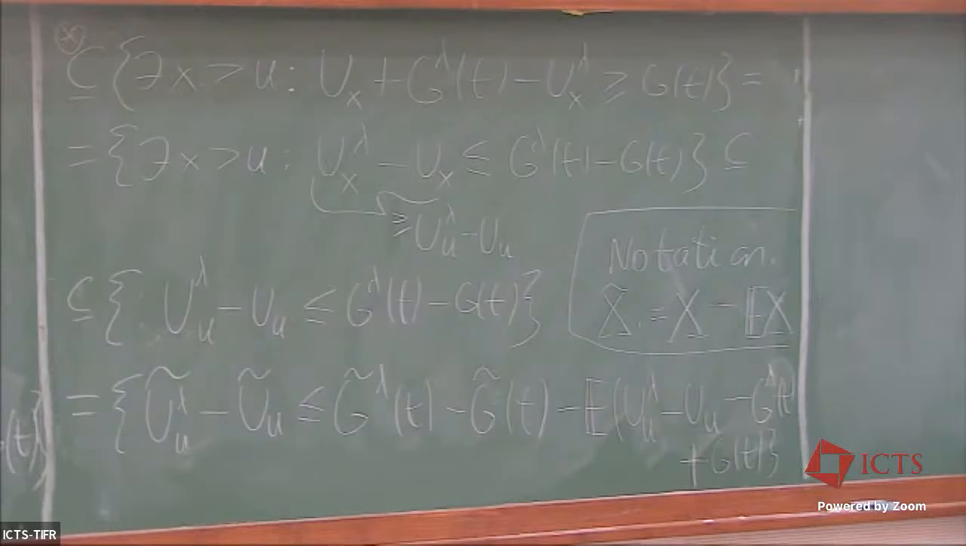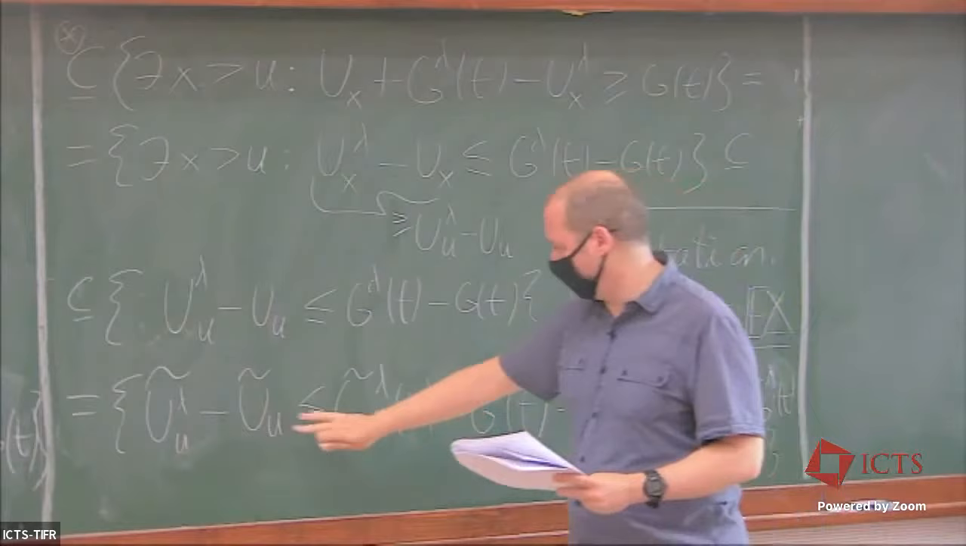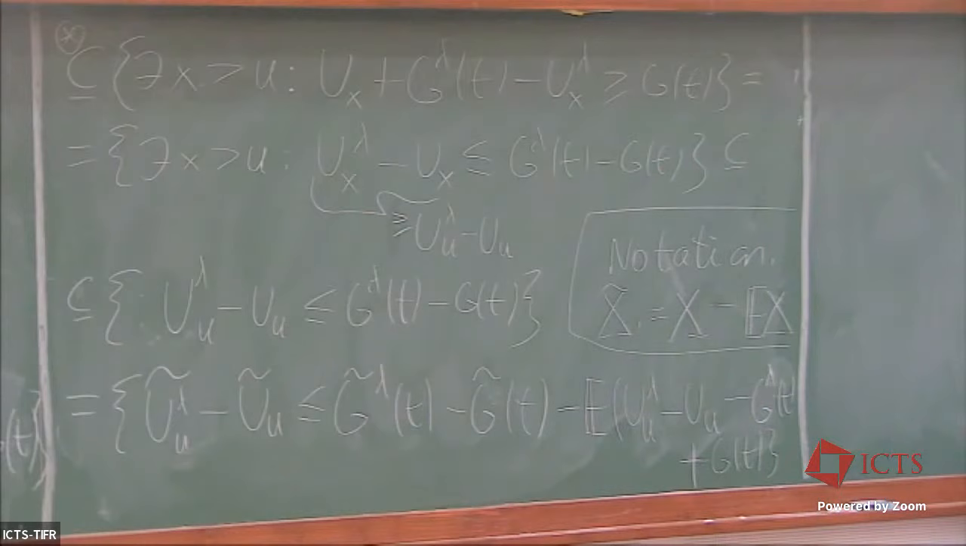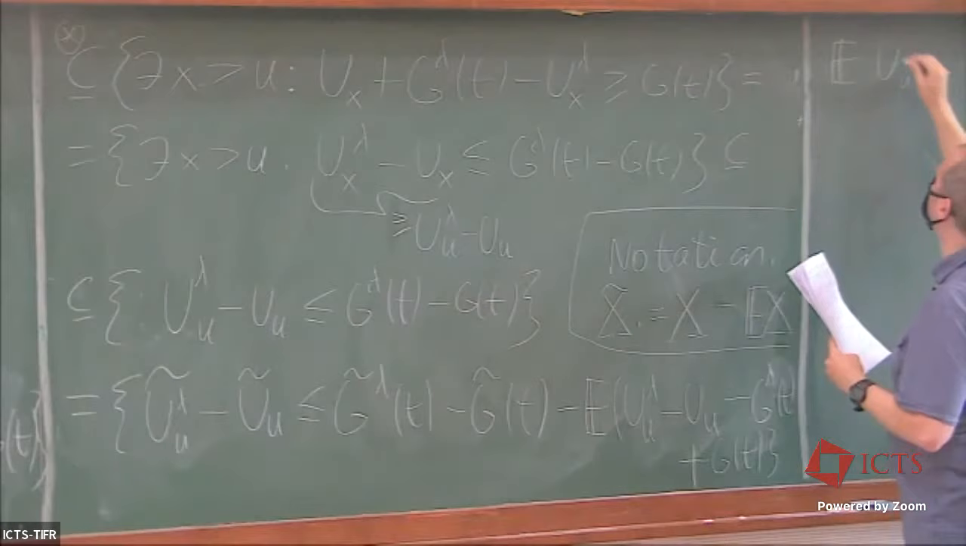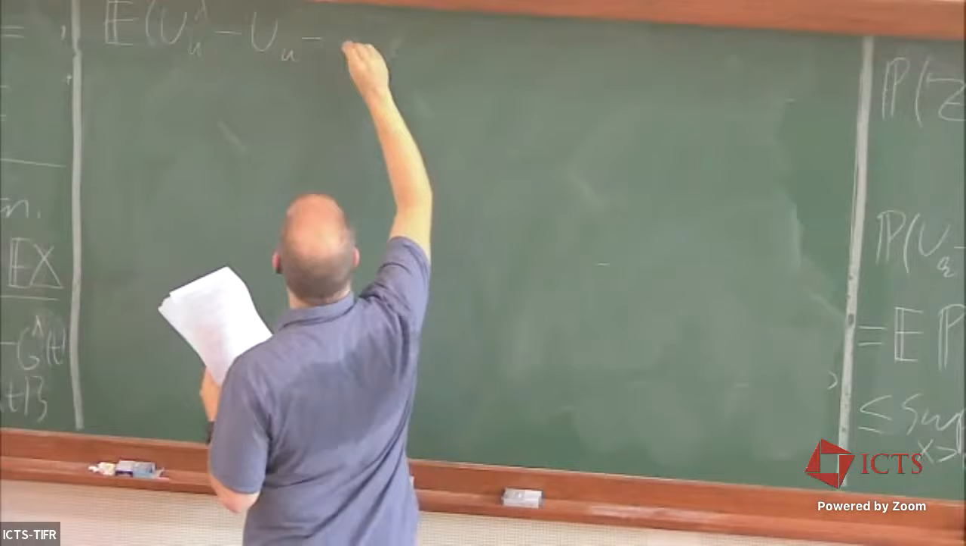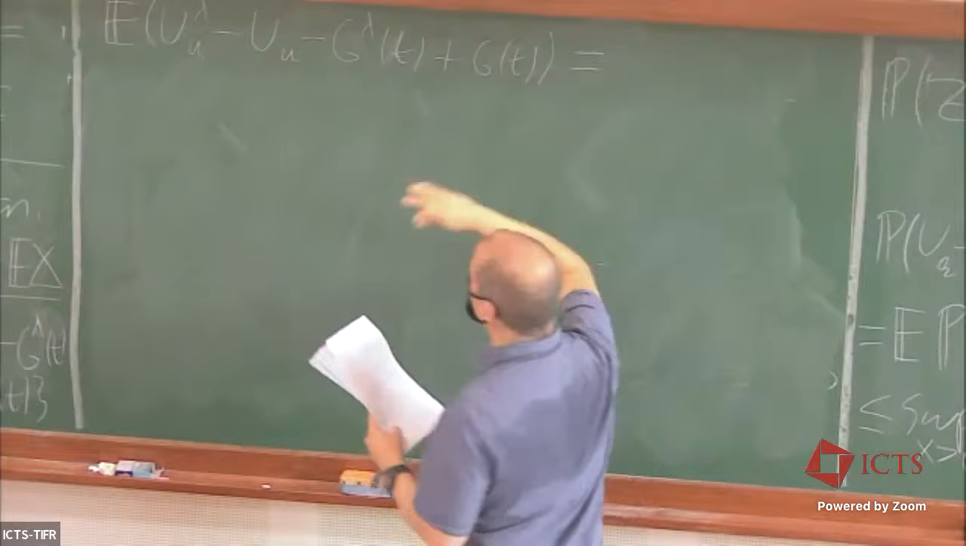Right, now these quantities are difficult. They depend on each other and they are difficult, but their means are very easy in the stationary model. I can compute all these means easily. So let's just do that. Let's just compute these means. So expectation of this difference, U lambda minus U minus G lambda plus T. What is that? Again, I'm not going to bother with integer parts. You can do that, but I'm not going to do that.